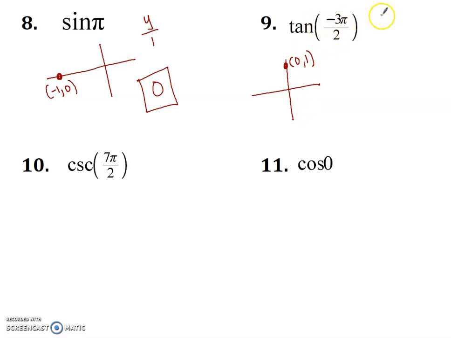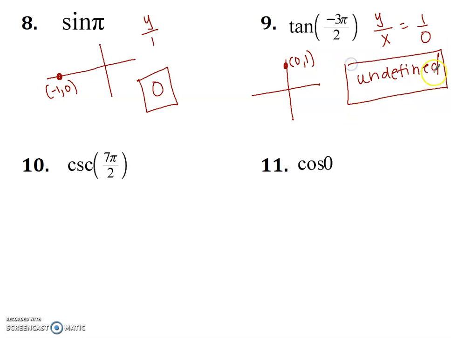Remember, tangent is opposite over adjacent. Opposite is y, adjacent is x. So that's going to be 1 over 0. We cannot divide by 0. When you divide by 0, that is undefined. So when you're finding a trig value, if you divide by 0, your answer is undefined. The tangent at negative 3 pi over 2 is undefined since we're dividing by 0. If you have 0 on top, that's just 0.